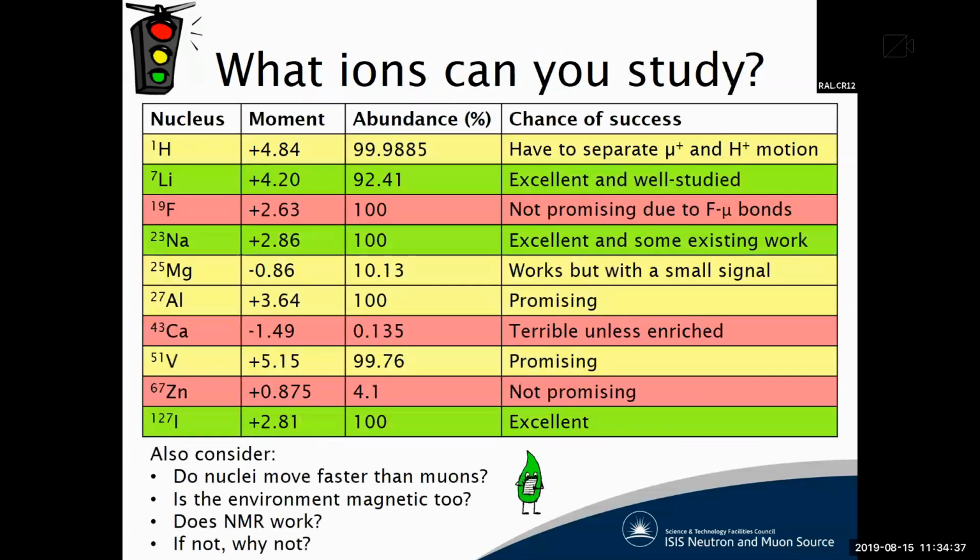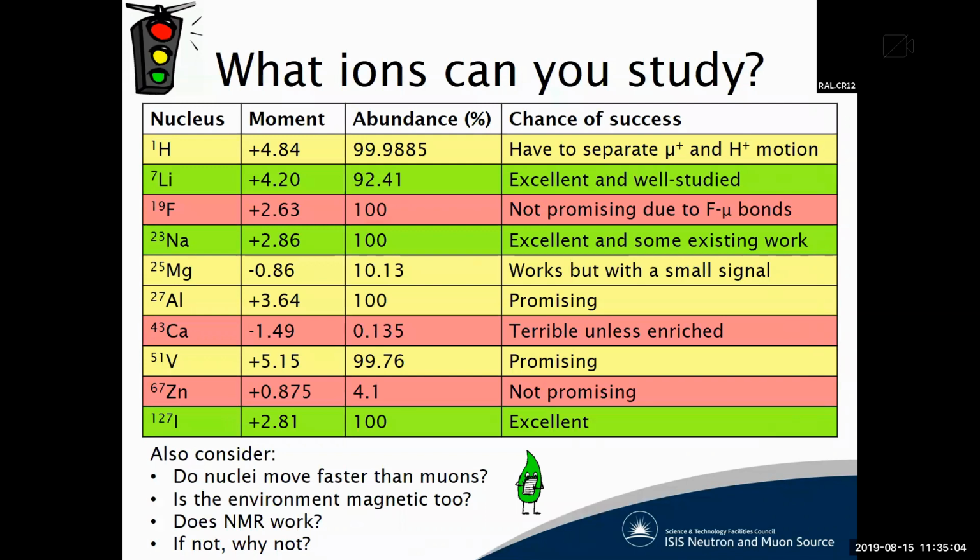So what ions can you study? Now I've tried to do this in some traffic lights. So red, stop, amber, proceed with caution or prepare to stop, and green, proceed at will. So you can see things like lithium and sodium, they work very well because you have a nice big nuclear magnetic moment, and the abundance of these ions is really high. So chances are if the muon's near one, it will have a magnetic moment.